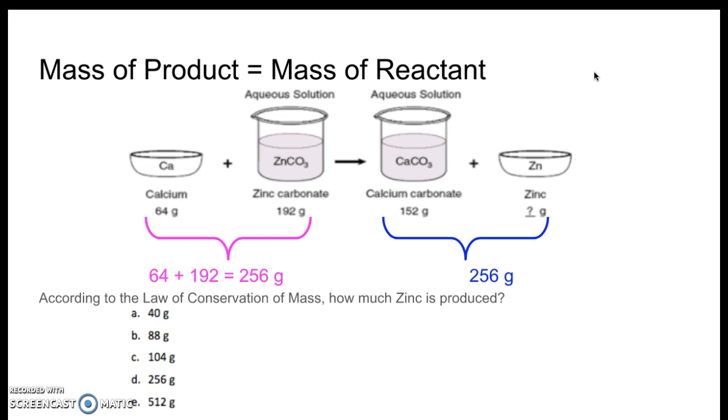And so with that being said, we know that this plus that must be 256. So the 152 plus the unknown mass of zinc should be 256. And again, for this, you can use mental math to figure out the mass of zinc, or you can use inverse operations by subtracting 152 from both sides to isolate your unknown. In either case, you'll find that the mass is 104.